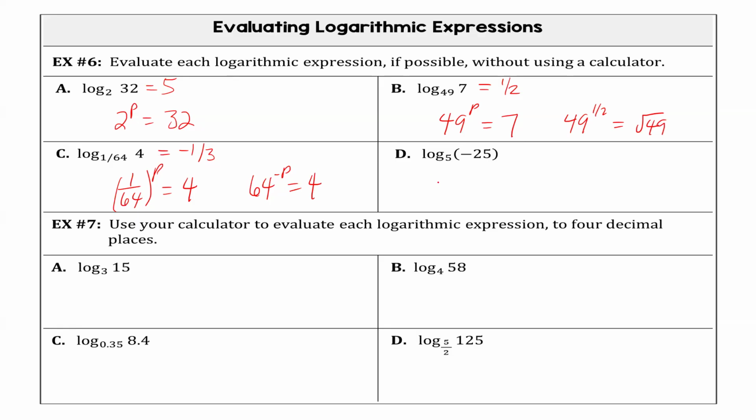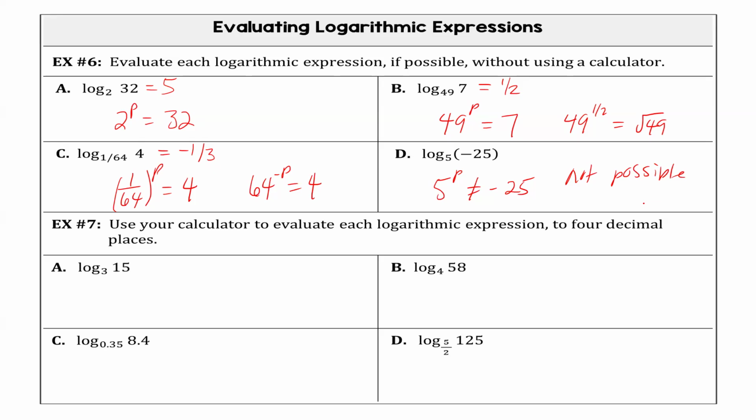All right. What happened here? Why is it no solution? What was our rule? Our arguments can't be negative. 5 to no power will ever equal negative 25. It is not possible. There's no solution, whatever you want to call it, but it doesn't work.